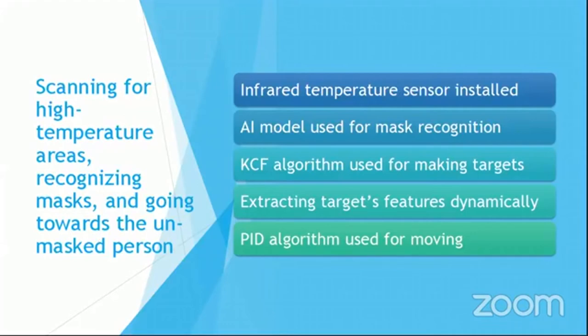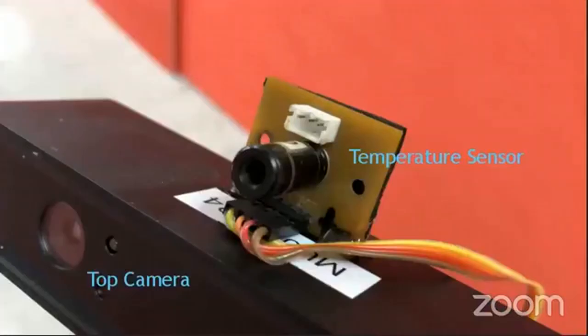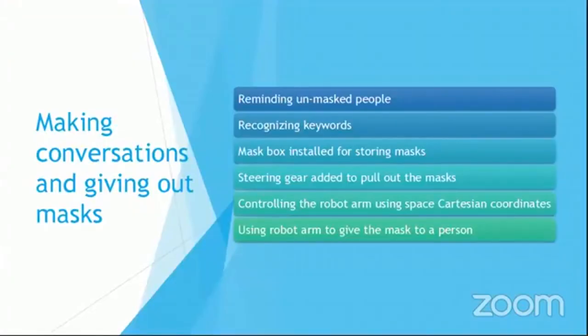The KCF algorithm will extract some features from the recognized maskless person dynamically, make a target of the person, and then go towards him or her with the PID algorithm. The last task is making a conversation with the person and giving out a mask if necessary. After the robot gets close enough to the person, the robot will first remind the person that he or she is not wearing a mask. After that, the robot will ask whether the person has a mask and recognize if the person says yes or no. If the person doesn't have a mask, the robot will give one.